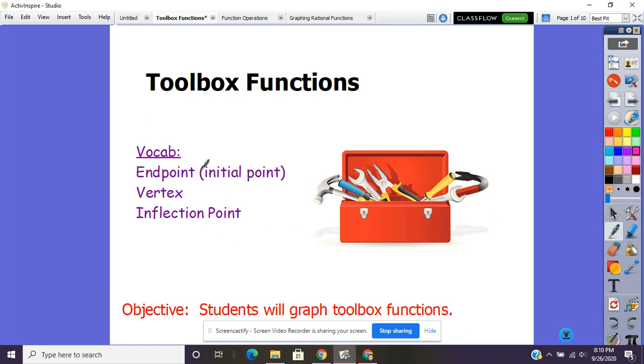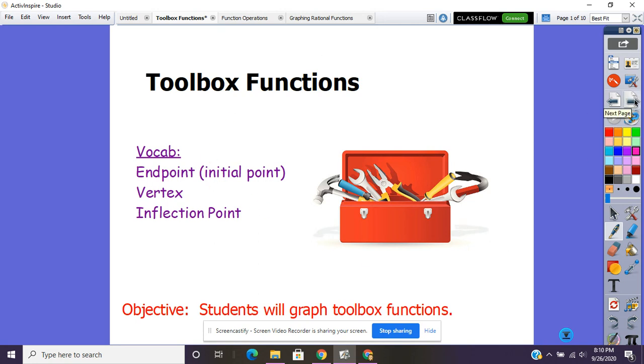So like an endpoint and an initial point would be on a square root function. A vertex you would find on parabolas and absolute value graphs. And inflection points are ones that you'd find on like cubics, cube roots, and things like that, where the ends are going opposite directions. And so it's kind of where we change that.